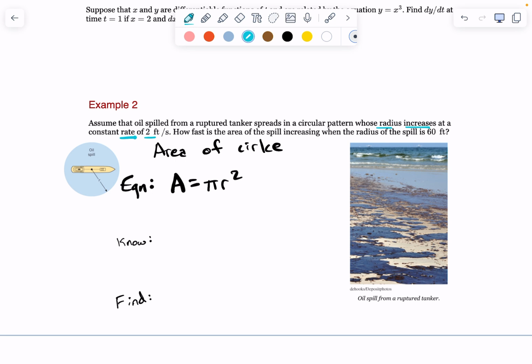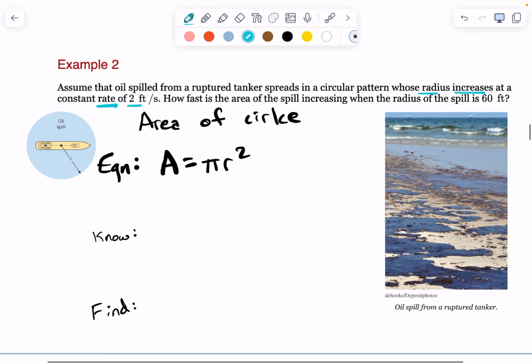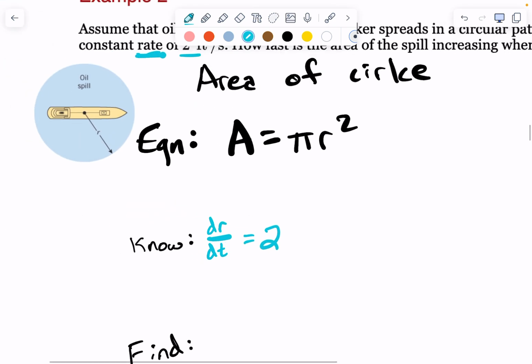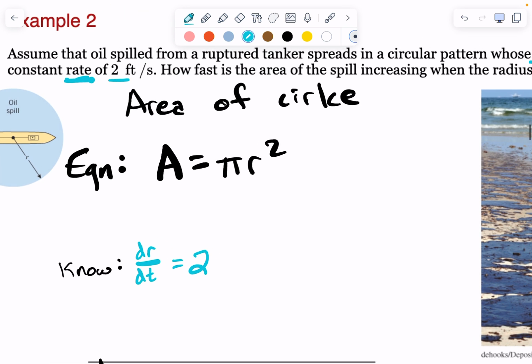What variable do we use to represent the rate of the radius changing? What tells us the rate of the radius? What's equal to 2? I'll give you a hint. Oh, dr over dt? Yeah, dr/dt, right? The rate at which the radius is changing, that's just saying dr/dt is 2, right? The rate that the radius is changing means dr/dt is 2.